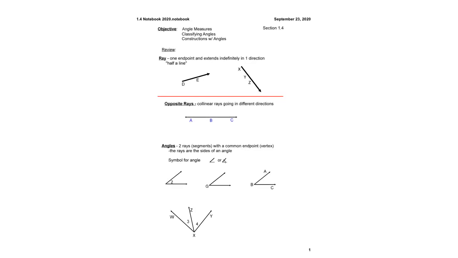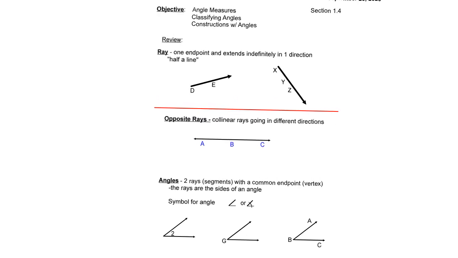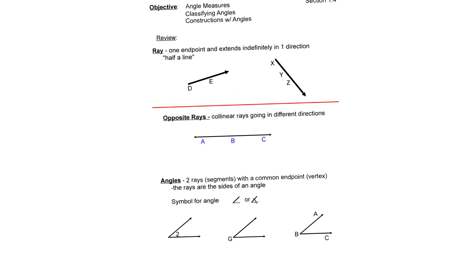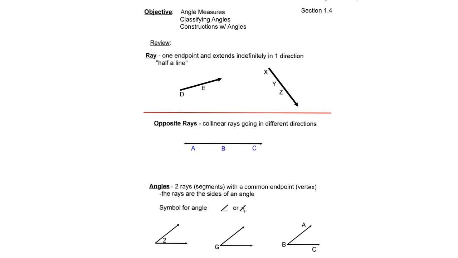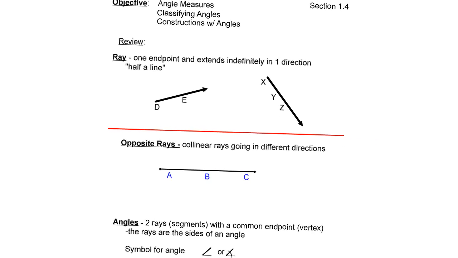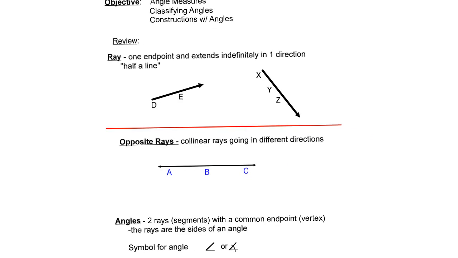The objective for today is I can classify angles, I can measure angles, and I can work with construction with angles. So first definition, a ray: one endpoint that extends in one direction, half a line.